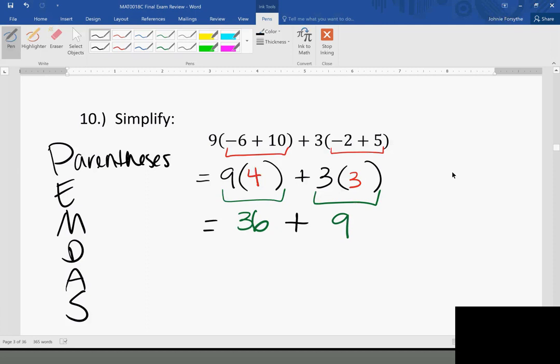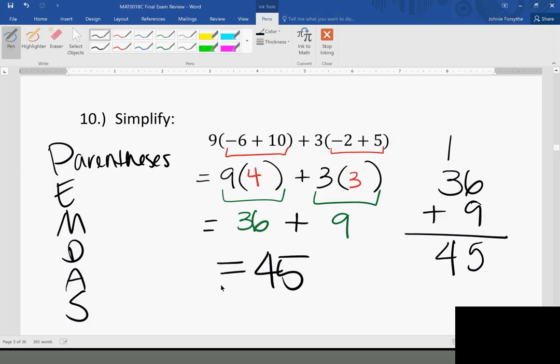And then now I'm going to add that vertically. So I'm going to line it up like this. 6 plus 9 is 15. Carry the 1. 1 plus 3 is 4. So the final answer will be 45.